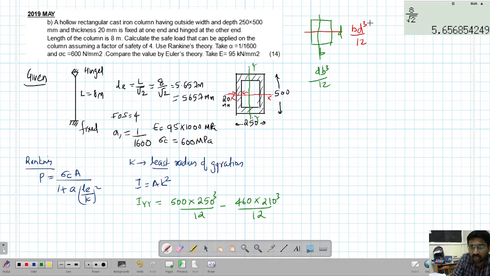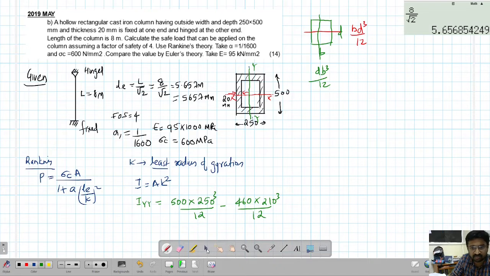Now I am not taking this other value because, as I told you, in this formula the K value that you have to use will be the minimum. To get the minimum K value, you have to take the minimum I value. This is the most confusing part of this problem. If you take IXX, you will automatically get a higher value of K.